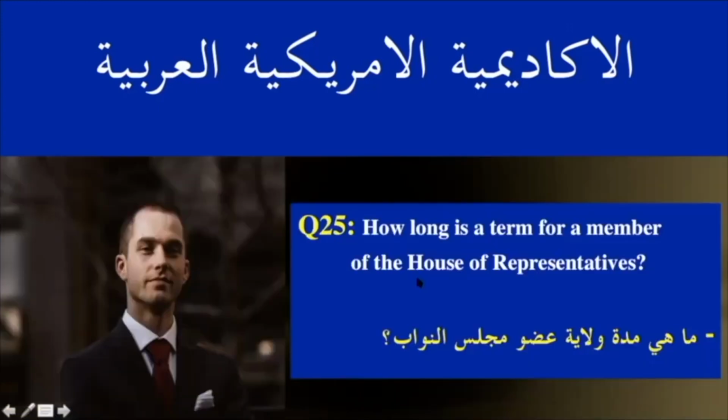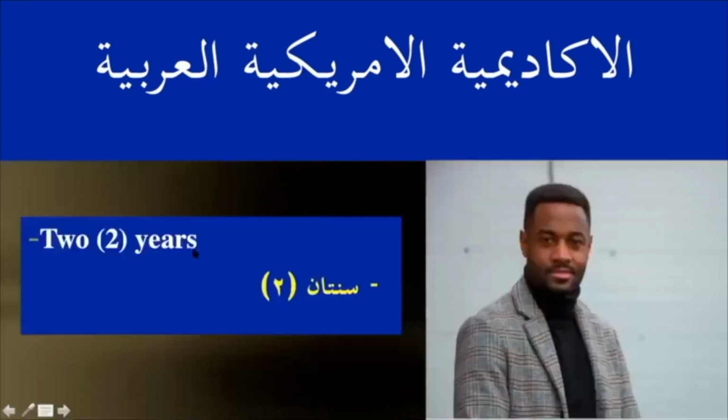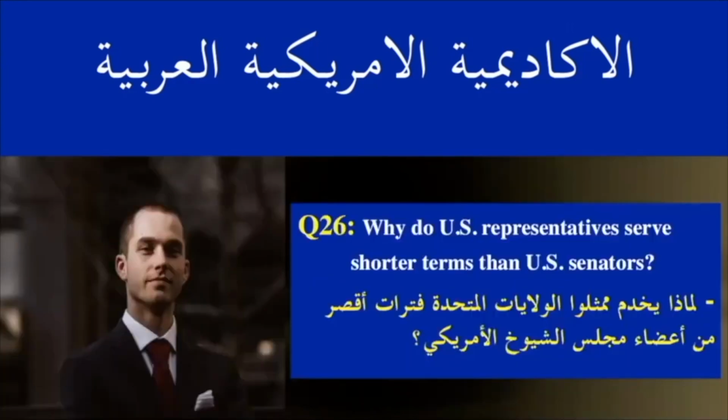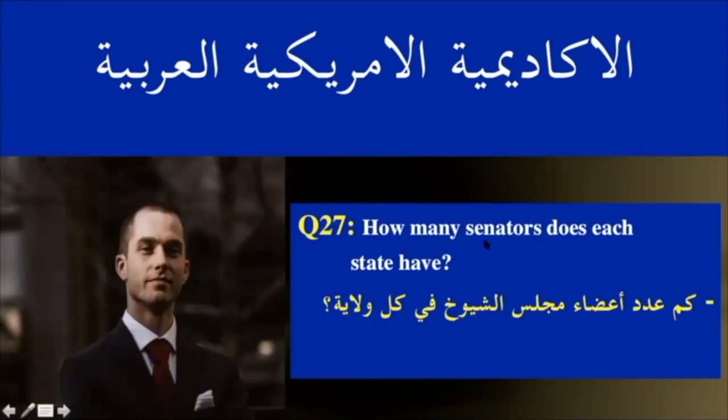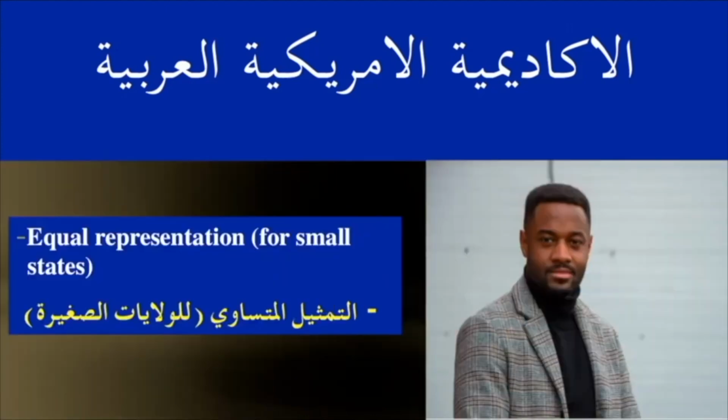How many voting members are in the House of Representatives? 435. How long is a term for a member of the House of Representatives? 2 years. Why do U.S. representatives serve shorter terms than U.S. senators? To more closely follow public opinion. How many senators does each state have? Equal representation for small states.